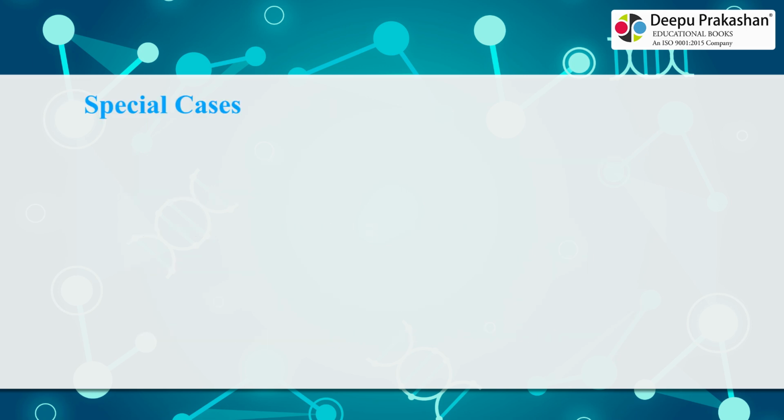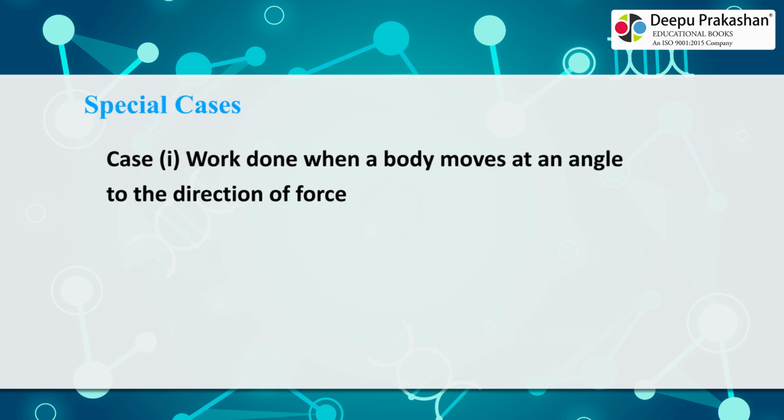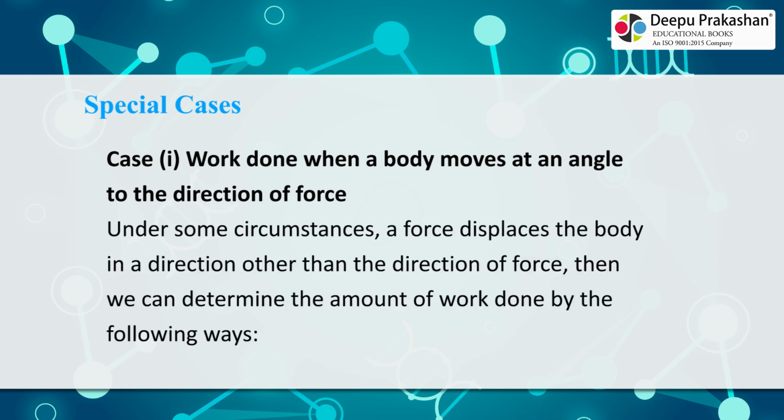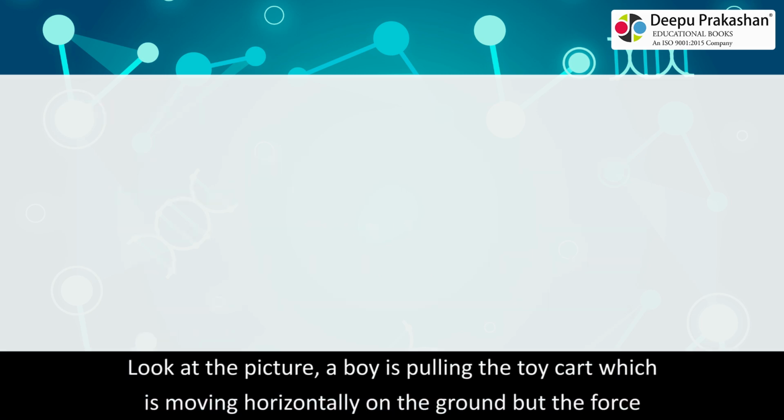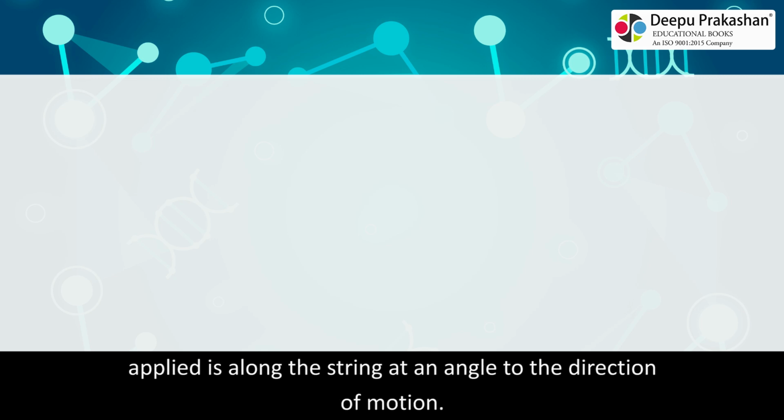Special cases. Case 1. Work done when a body moves at an angle to the direction of force. Under some circumstances, a force displaces the body in a direction other than the direction of force, then we can determine the amount of work done by the following ways. Look at the picture. A boy is pulling the toy cart which is moving horizontally on the ground, but the force applied is along the string at an angle to the direction of motion.